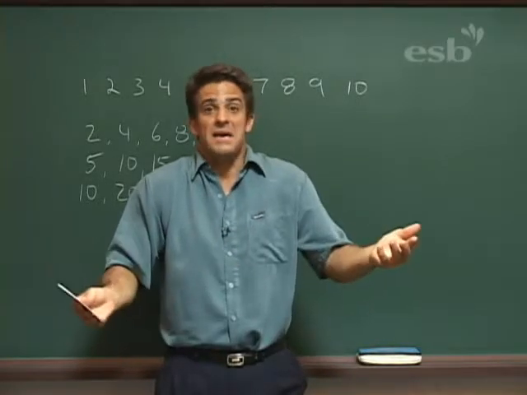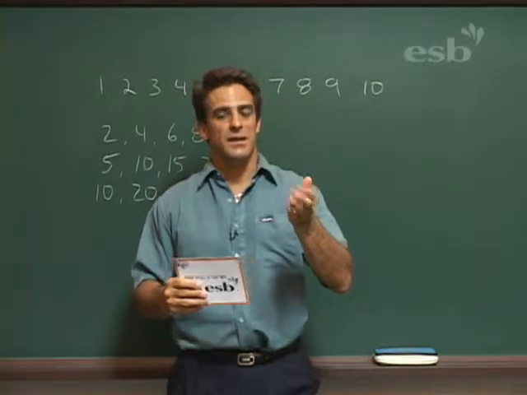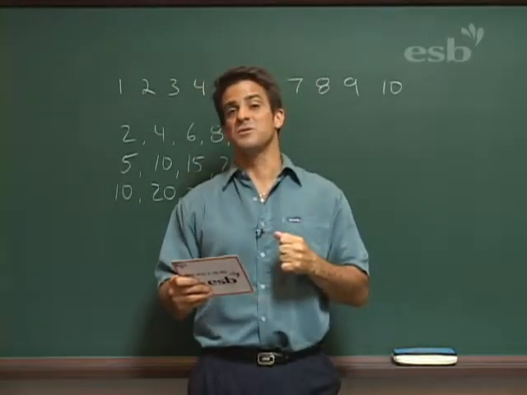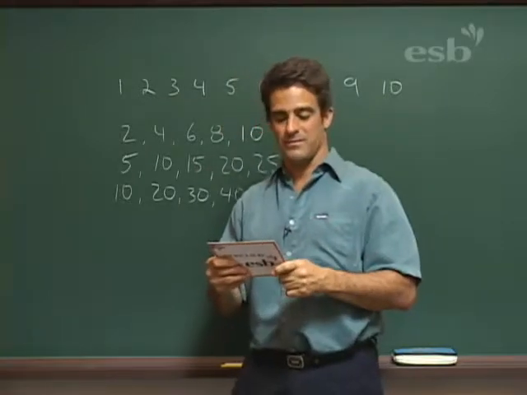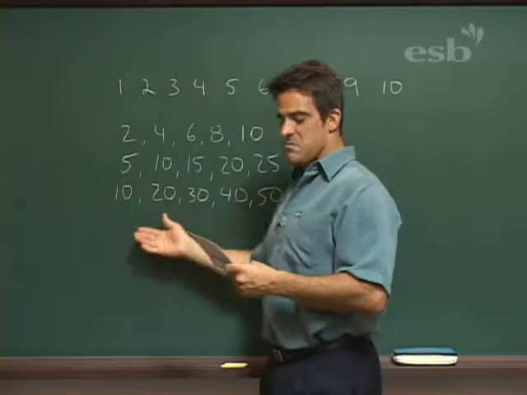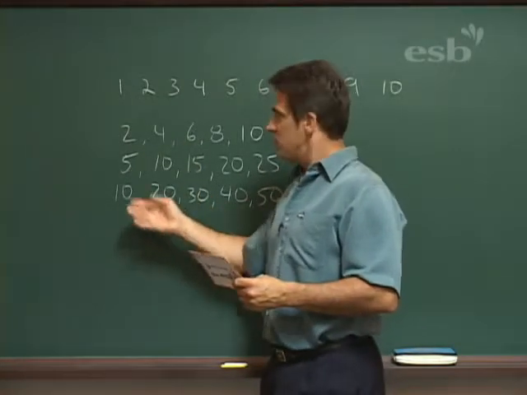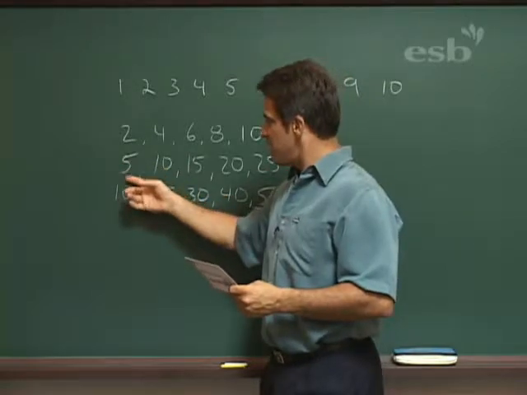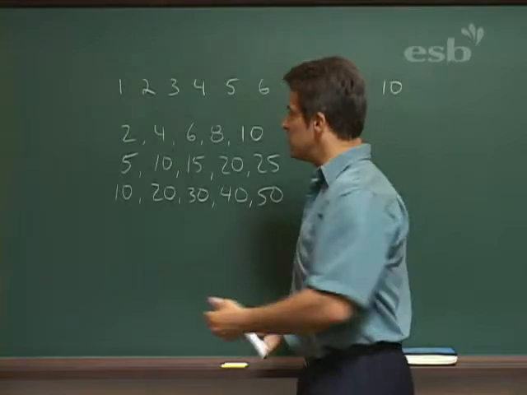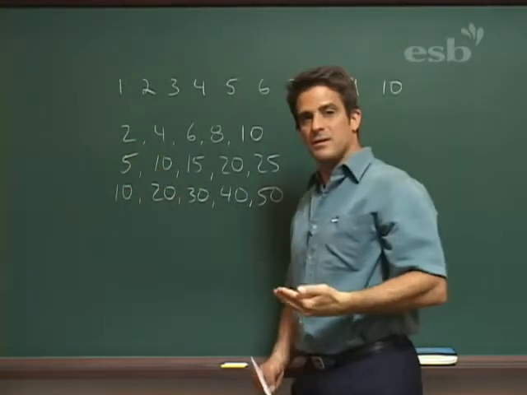We can do this with any number we want. So multiplication can be done using skip counting. You can do multiplication by skip counting. Here are some examples. These are multiples. Here are some multiples of 2, 5, and 10.